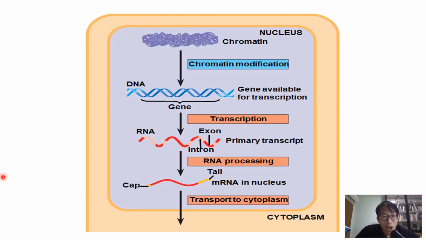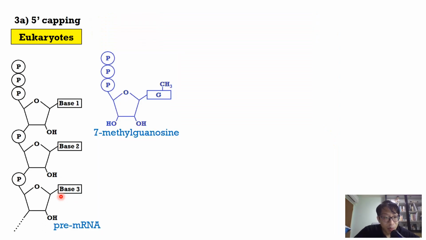Okay, so as you can see from this diagram, imagine this is the nucleus in a eukaryotic cell. Transcription occurs. After that, you have the post-transcriptional modification, also known as RNA processing, to form the mature mRNA. Only then can the mature mRNA leave the nucleus into the cytoplasm for translation by the ribosomes. And so we look at the process of 5' capping first.